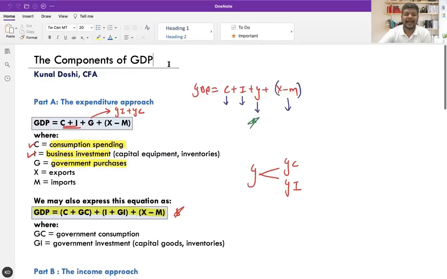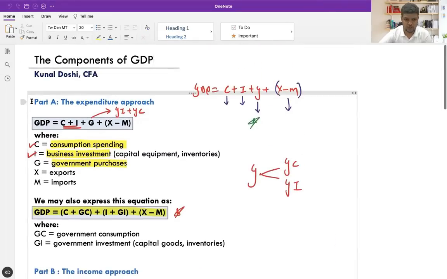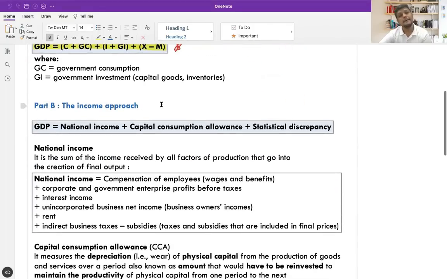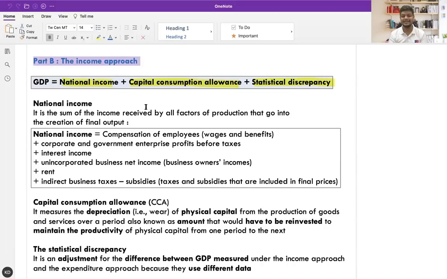Mostly people in the world calculate GDP from the expenditure approach. Most of the economies use which approach? The expenditure approach. But there's also another approach, like we understood aggregate output, aggregate expenditure, and aggregate income. In the same way, GDP is also calculated from the income approach, which considers the income of the entire country, which is nothing but the national income, capital consumption allowance, and statistical discrepancy. Before I come to national income, I'll come to what is capital consumption allowance. This is nothing but what we say as depreciation.